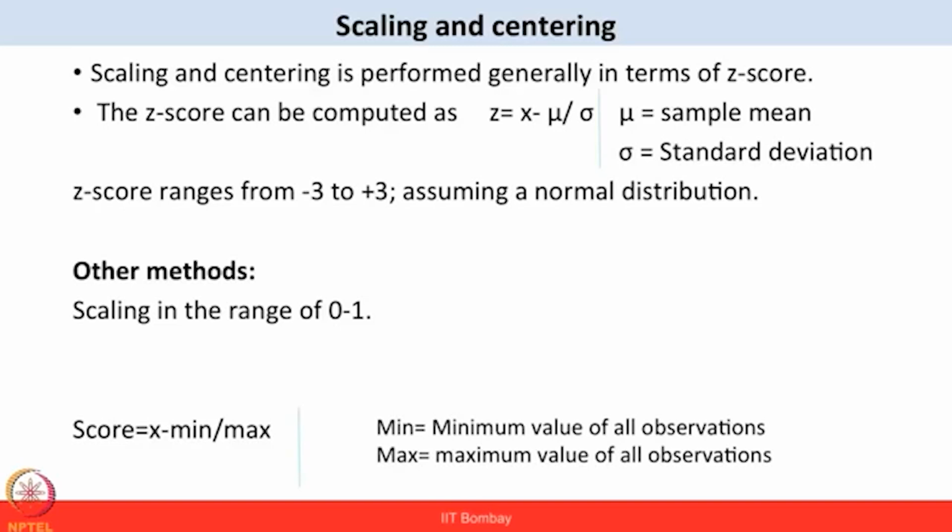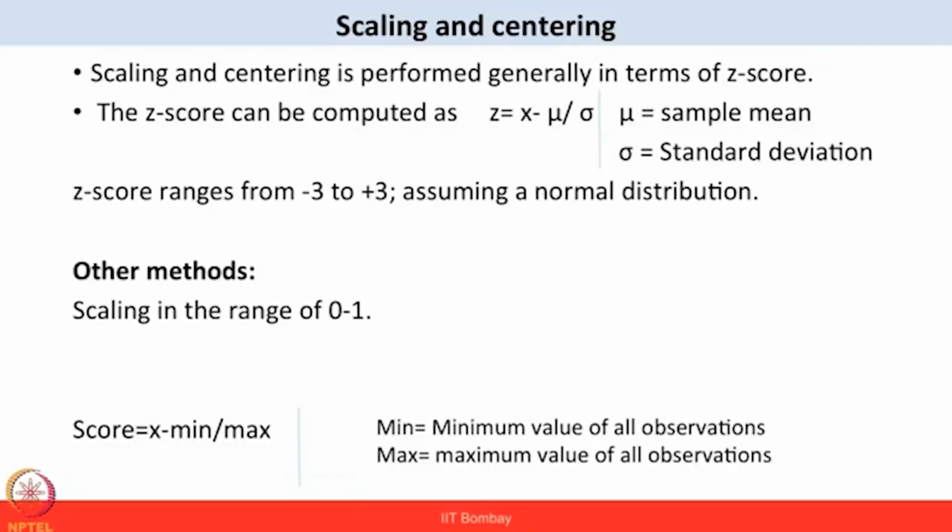Assuming a normal distribution, the z-score should range from -3 to +3, because in a normal distribution 67% of the population lies within the mean plus or minus 1 standard deviation, and 95% of the population lies within the mean plus or minus 2 standard deviations, and 99.9%, that is almost all your data, should lie within plus or minus 3 standard deviations of your mean or median. So this is a very convenient method of scaling and centering, so that you can compare two or more different distributions in terms of z-score.